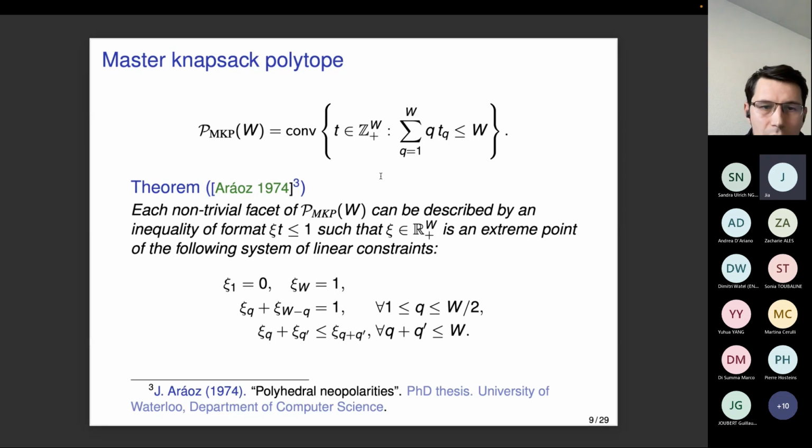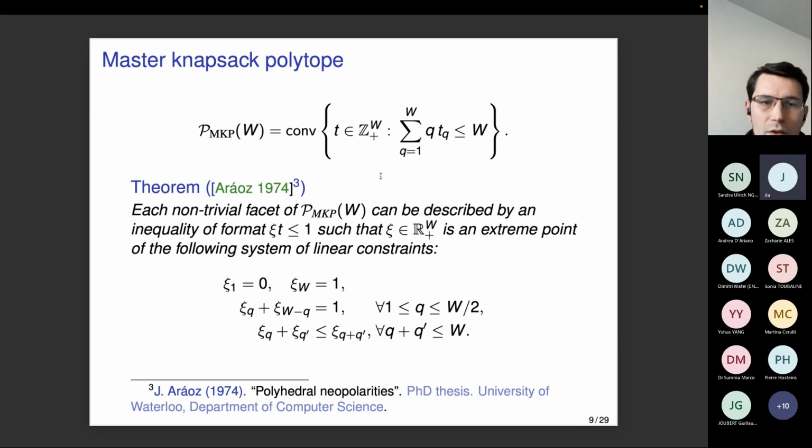And so, quite a nice theorem, which was proved by Araoz in '74, says that every non-trivial facet of this master knapsack polytope can be described by an inequality of this format, xt less or equal to 1, such that this vector xt is an extreme point of the following system of linear constraints. So here we have some normalization constraints, xt1 equal to 0, xw equal to 1. Here, the first set of constraints is a complementarity constraint, and the second set of constraints is a superadditivity constraint.